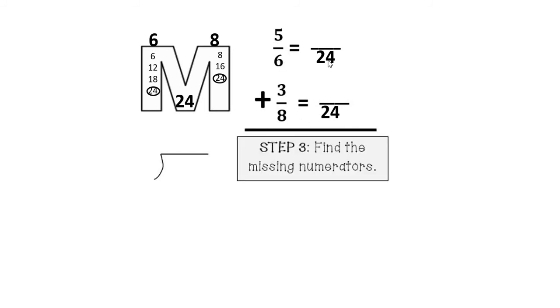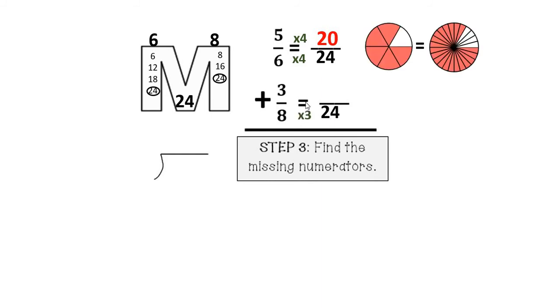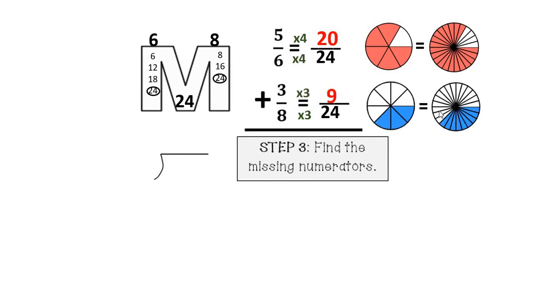So 6 times what number gives me 24? Times 4. Multiply by 4 on the top as well. 5 times 4 is 20. On the bottom, 8 times what gave me 24? That's times 3. So I multiply by 3 over there and multiply by 3 on the top, and I get 9/24.